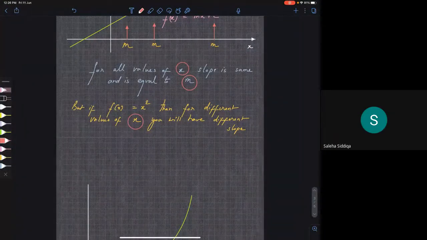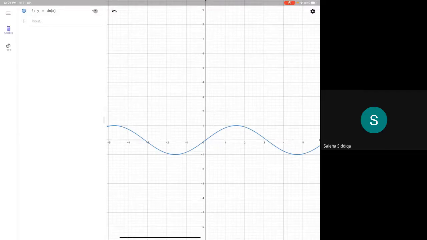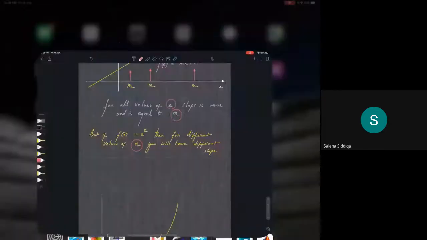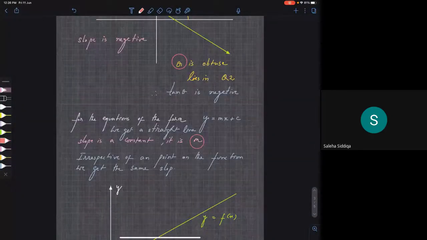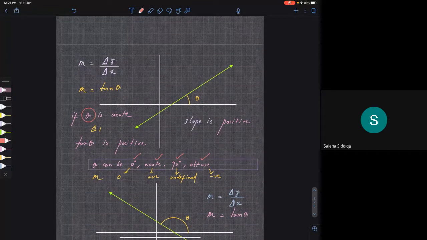Yeah, tell me. Sir, in the fourth quadrant, angle is negative. In the fourth quadrant? First and fourth quadrant, angles will be negative with respect to the straight line. I didn't understand your doubt. Tell me.